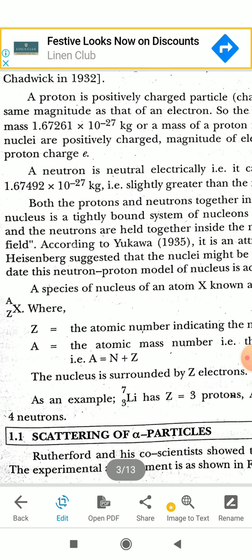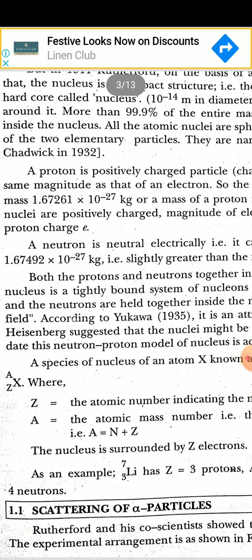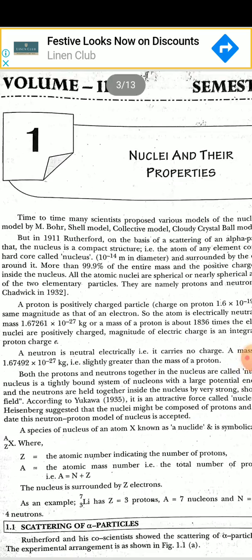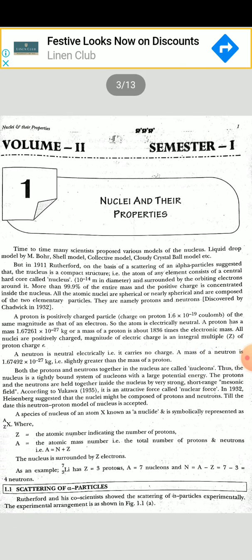Now the nucleus is surrounded by electrons. The number of electrons is the same as the number of protons, revolving around that nucleus. So this is how we can represent the nucleus.